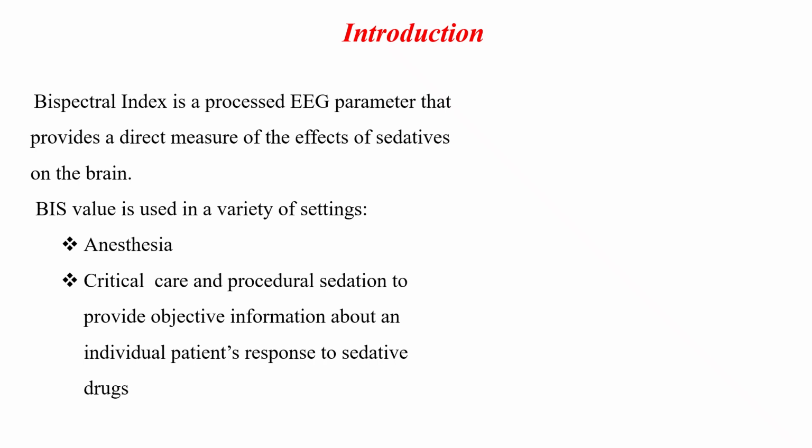Bispectral index is a processed EEG parameter that provides a direct measure of the effect of sedation on the brain. It provides a single numerical value from 0 to 100, representing a patient's level of consciousness, mainly under anesthesia or deep sedation. So this BIS value is used in a variety of settings during anesthesia, critical care and procedural sedation to provide objective information about an individual patient's response to sedative drugs.